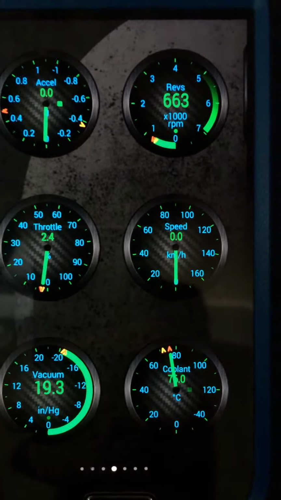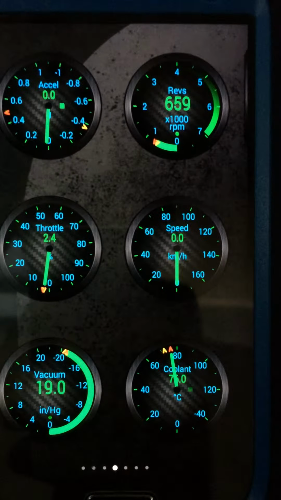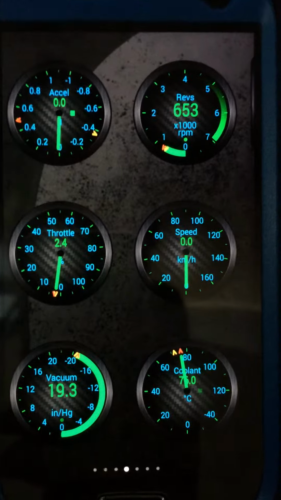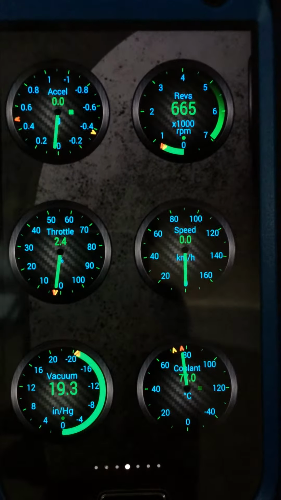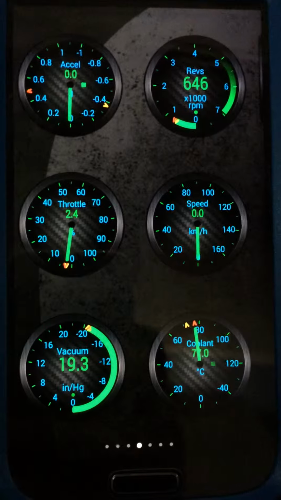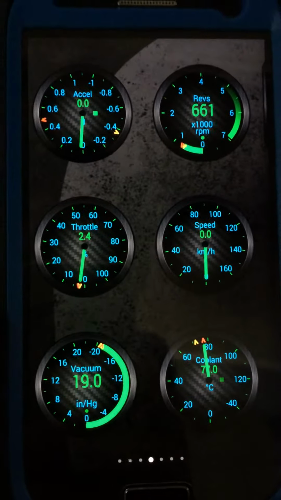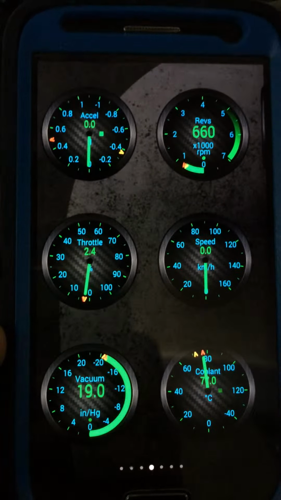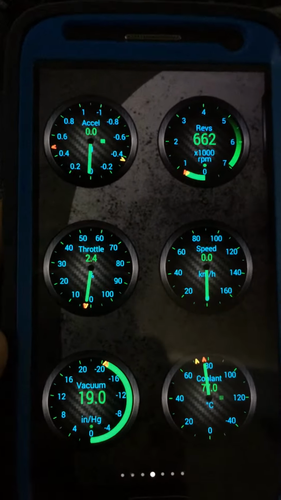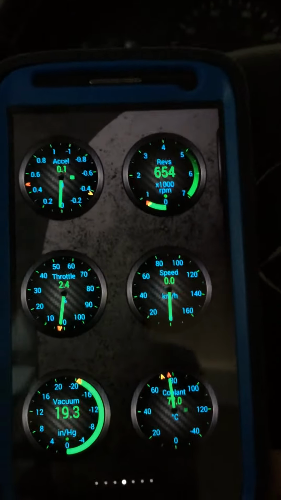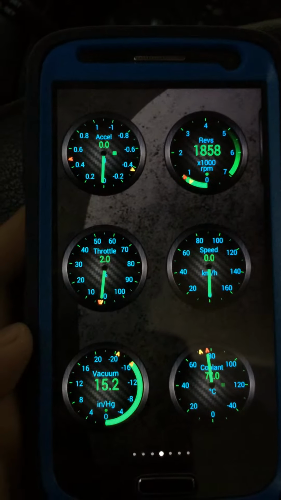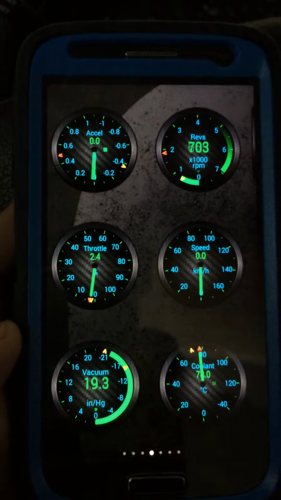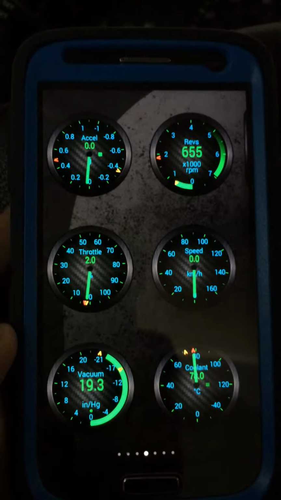So as you can see, the revs do not stay constant. I don't know if this is how it should be at normal idle, but it keeps fluctuating. It's not constant. The throttle is at 2.4. The vacuum's at 19.3, but it just went down to 19, back to 19.3, back to 19. If I blip the throttle a bit, well, the vacuum went down, then it went back up, and then it went back to 19.3.